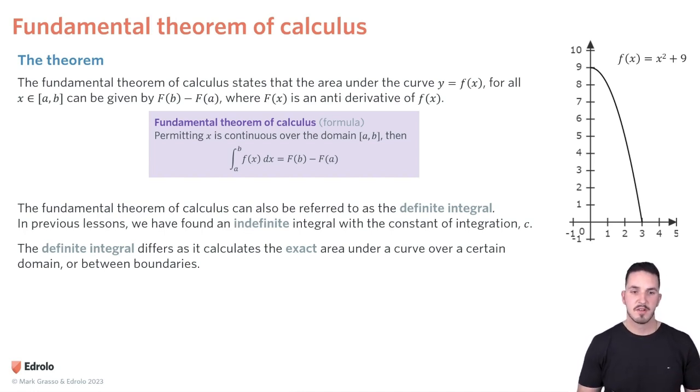This will generally be found over a certain domain, if it's provided, or between boundaries, generally where the graph cuts the x-axis. For example, if we look at the graph of f of x equals x squared plus 9, we can see this is positive, and the region bound by the curve f of x and the x-axis would be between 0 and 3. To evaluate that definite integral, this could be written as the integral from 0 to 3, lower bound of 0, upper bound of 3, of f of x dx. And then we could go about evaluating this particular integral.